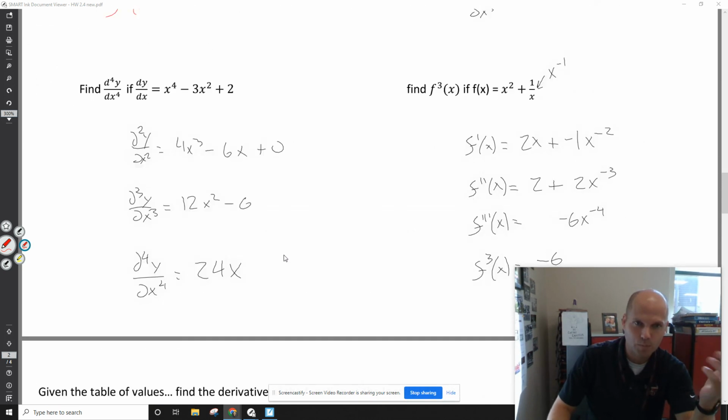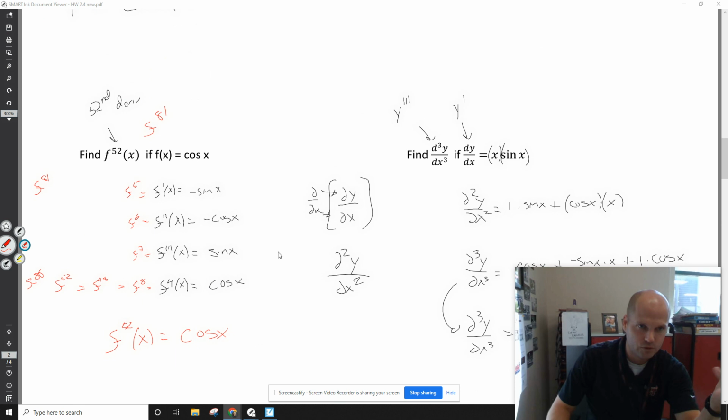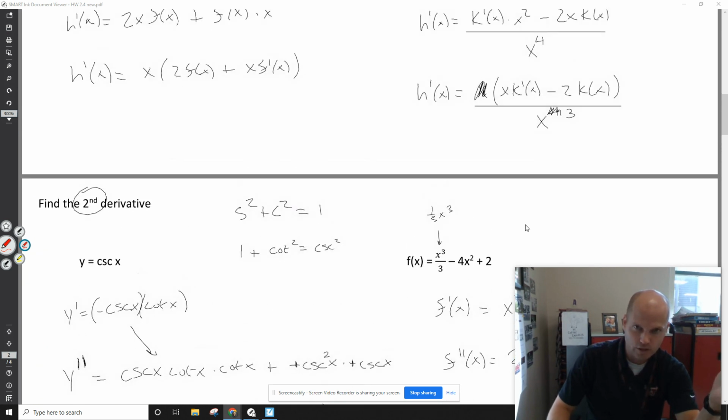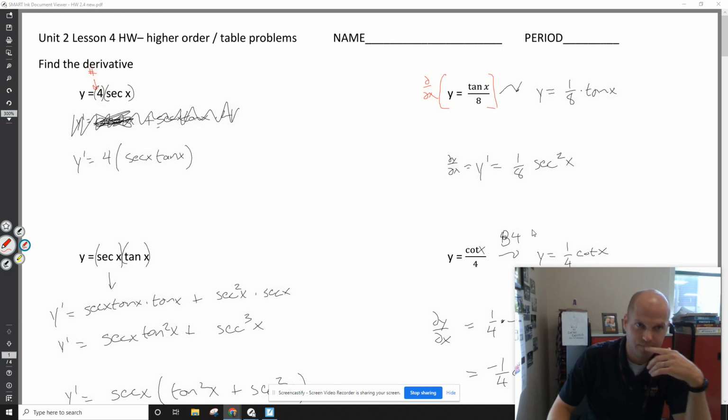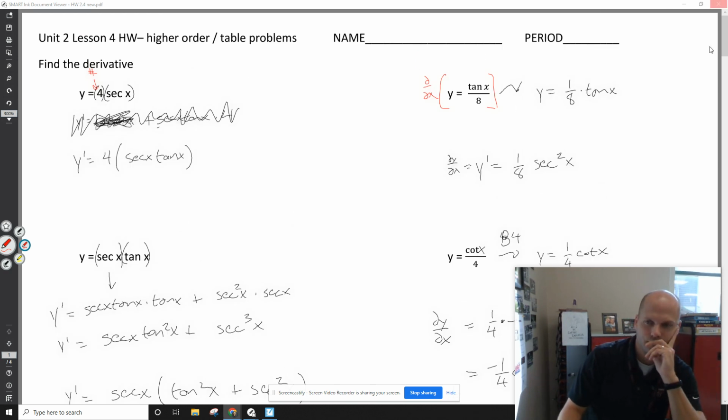This is good practice of do you know your derivative rules? We got some other trig functions in here. Secant, cosecant, tangent, cotangent. That's lesson 4. One more lesson to go after this. Later.